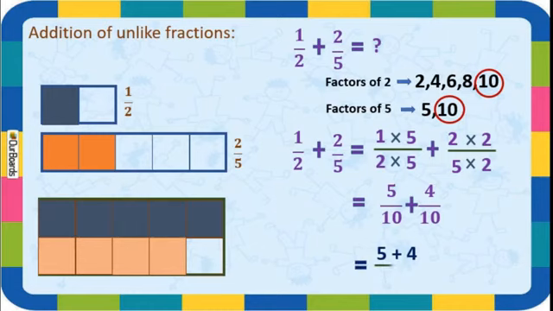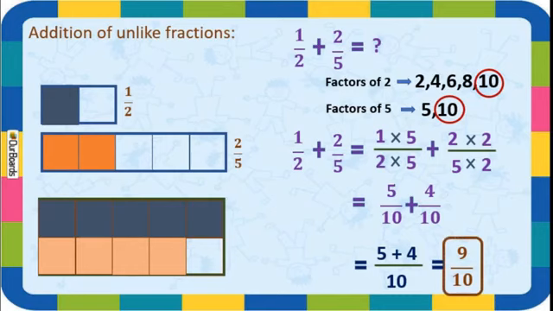Right. Here 5 plus 4 upon 10. We will write 10 only one time, remember this. Now 5 plus 4 is 9, correct? 9 upon 10 is our answer. Got this, students?